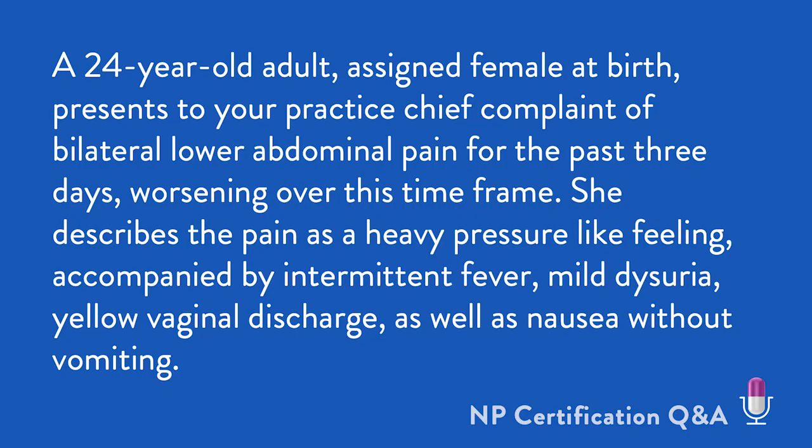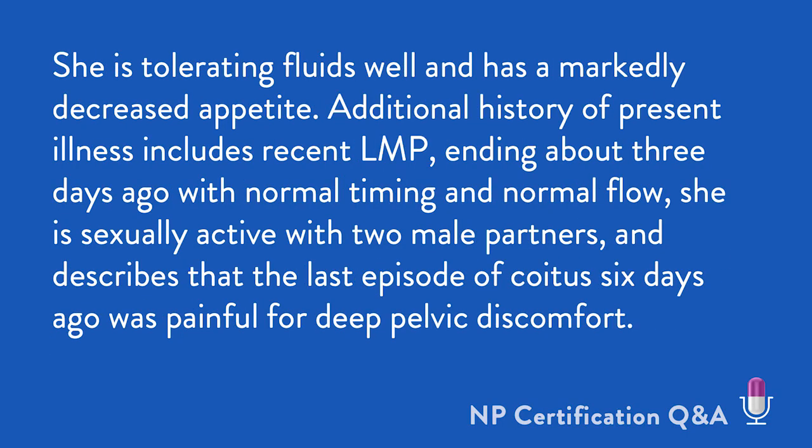She describes the pain as a heavy pressure-like feeling, accompanied by intermittent fever, mild dysuria, yellow vaginal discharge, as well as nausea without vomiting. She's tolerating fluids well and has a marked decreased appetite. Additional history of present illness includes a recent LMP ending about 3 days ago with normal timing and normal flow. She is sexually active with 2 male partners and describes her last episode of coitus, 6 days ago, as painful, with deep pelvic discomfort.